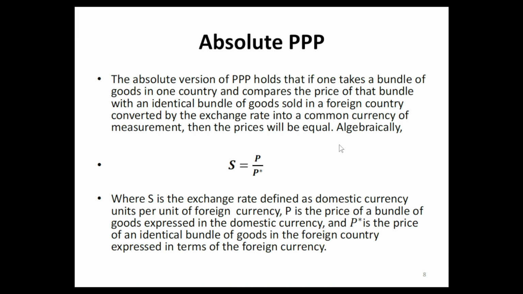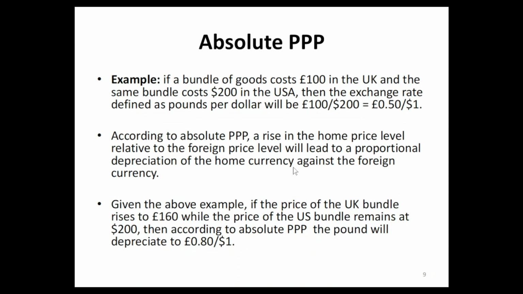then the price will be equal, right? The price will be equal algebraically. በዚህ way መስራት እንችላለን ማለት ነው algebraically, right? As is exchange rate ብንለው p ምንለው domestic currency unit price ይሆናል ማለት ነው. So p, price star ምንለው ደግሞ ምንድነው the price of the bundle of goods expressed in the foreign market, right, in the foreign market. So በዚህ way absolute purchasing power parity መግለጽ እንችላለን ማለት ነው.